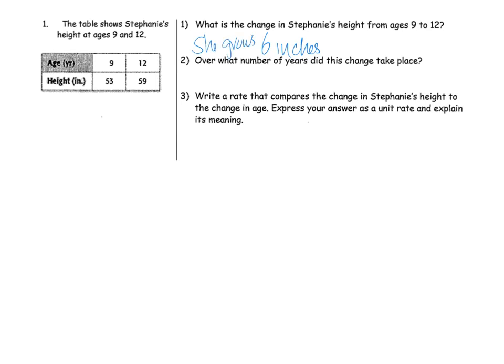6 inches. All right, number two, over what number of years did the change take place? 3. Okay, 3 years. Over 3 years. That's how long it took. So write a rate that compares the change in Stephanie's height to the change in age. Express your answer as a unit rate and explain its meaning.